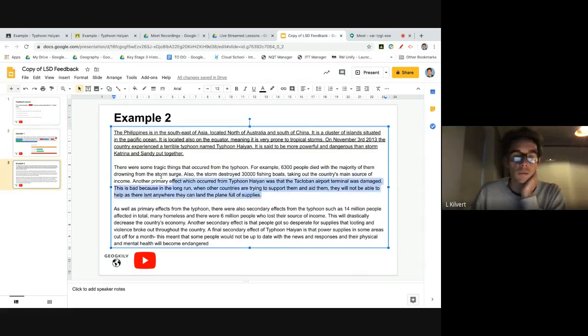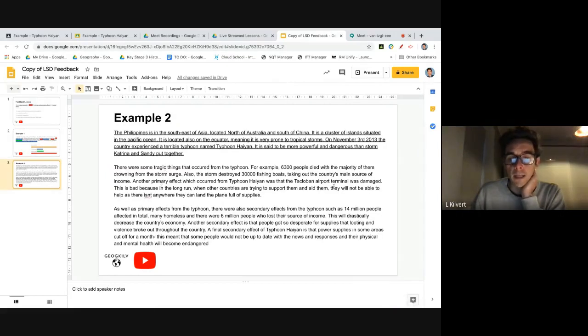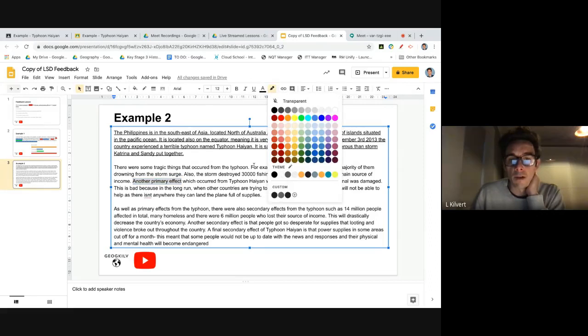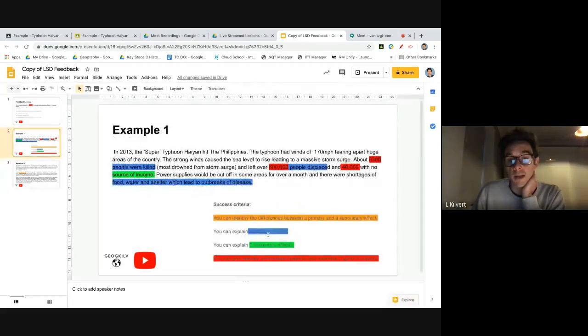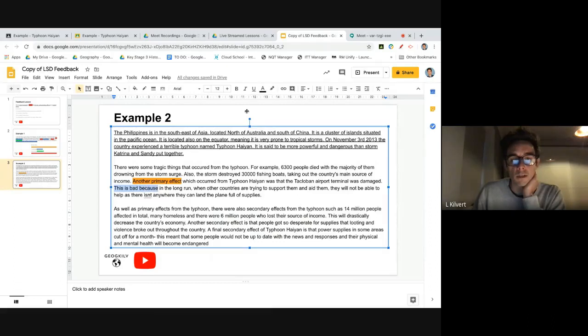Okay, so let's just look at this paragraph. In this paragraph, if we look at the success criteria, we need to identify the differences between the primary effects and secondary effects. Well, it's really clear that everything in this paragraph is a primary effect, okay? And that's signposted with this statement that says another primary effect is. So from my perspective, that's a really good aspect of the answer to this question. Now, we also needed to be able to explain 3 primary effects. There's lots of evidence that we've got deeper explanation, and if we look here, we've got connective phrases that are allowing that deeper development within the answer.